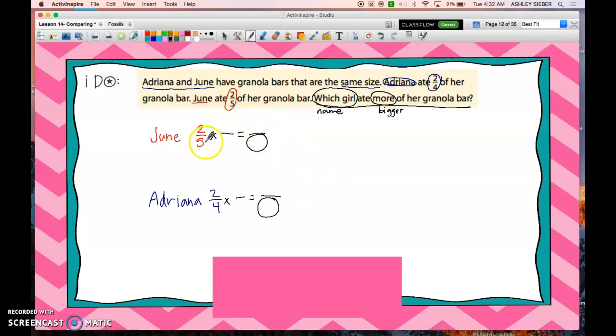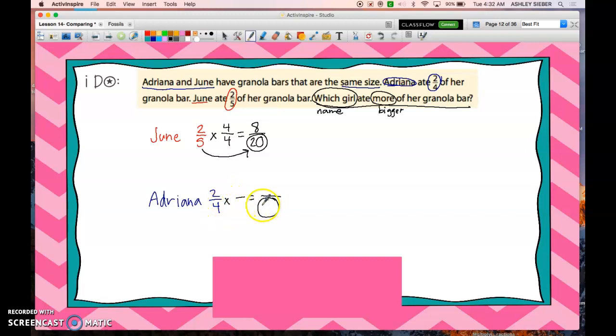So the easy thing is to multiply 5 times 4 and 4 times 5. So I'm going to multiply 2/5 times 4/4. Remember, when I'm finding equivalent fractions, 2/5 is going to be the same as this fraction. I have to multiply by one whole. 2 times 4 is 8. 5 times 4 is 20. So 2/5 is the same thing as 8/20.